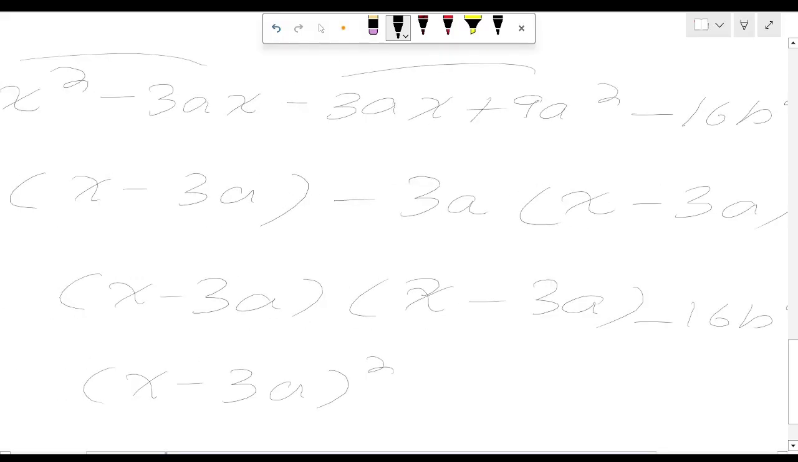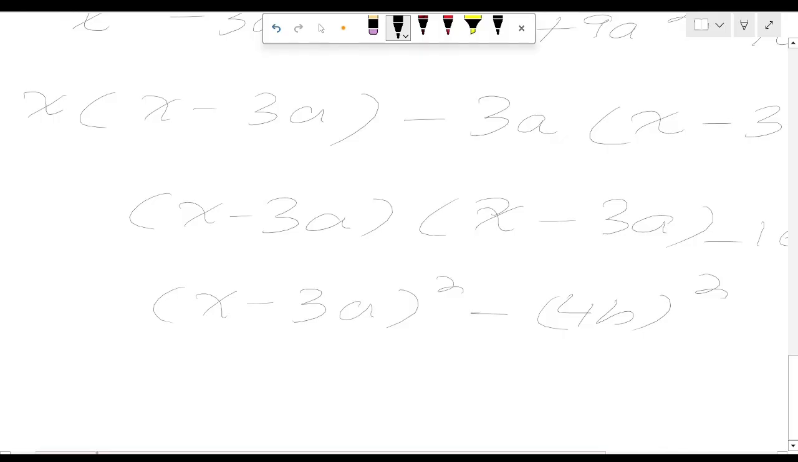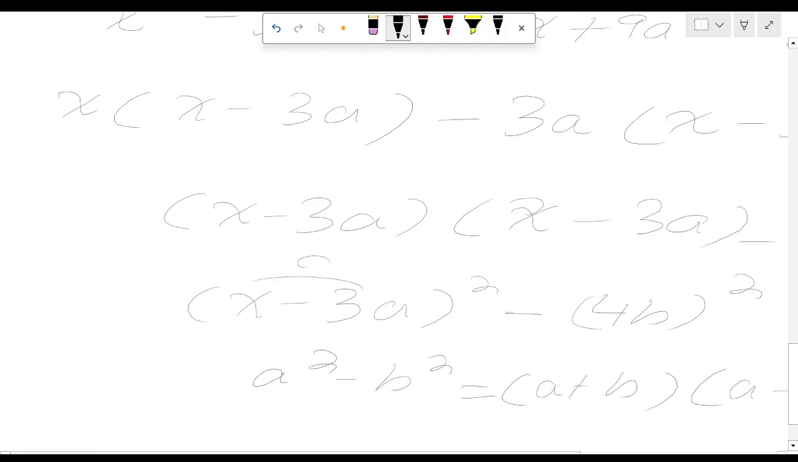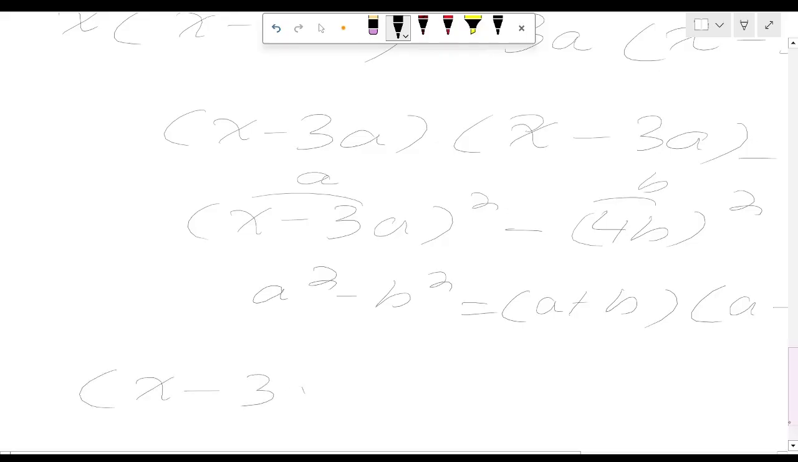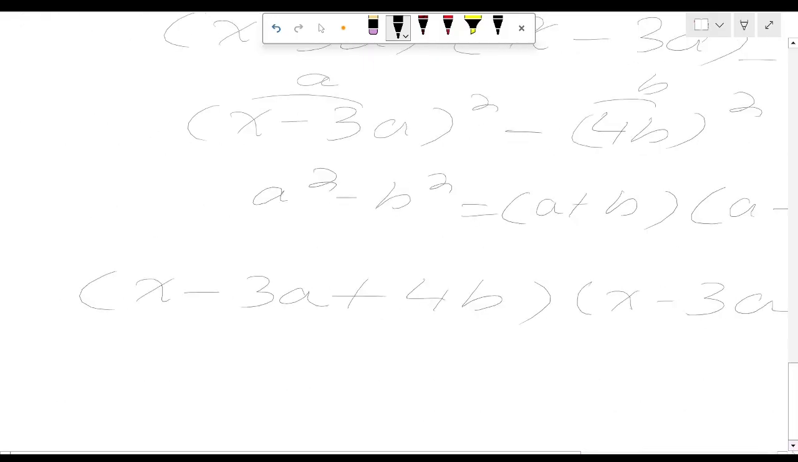Okay, so here we have x minus 3a whole square and we have 16b whole square. So if we simplify 16b whole square, it can also be written as 4b whole square. So now this is converted to the a square minus b square form, which is equal to a plus b and a minus b. Let's assume x minus 3a is a and 4b is b. So we can write that x minus 3a will be added with b, and then x minus 3a will be subtracted from b. So this will be your final answer for question number 7.